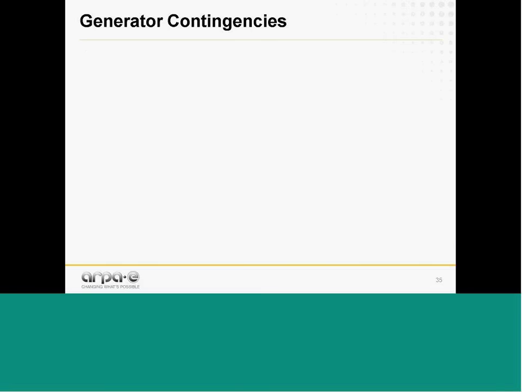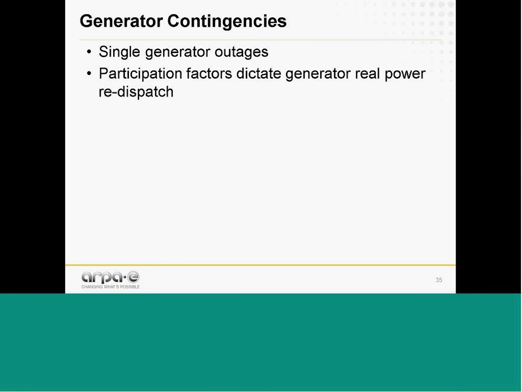All right, generator contingencies. It gets more complicated. Again, single outages only, so single generator outages. You're going to have a participation factor. This is reflective of common practices today. You take a real-time contingency analysis tool in your energy management system, it's governed by a participation factor.